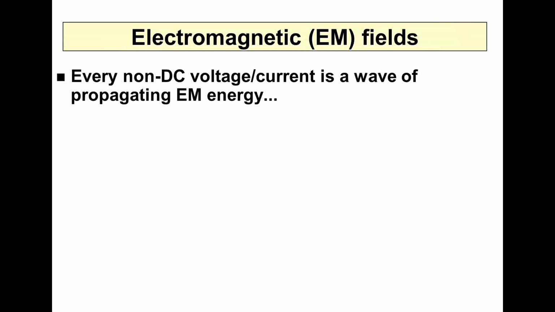Every non-DC voltage or current is actually a wave of propagating electromagnetic energy. Now think about that. It doesn't mean that our electronic signals and power are electrons shuffling down a wire or a PCB trace. That's not what happens. If you took a mile-long cable, connected one end to a battery and a switch and the other end to a light bulb, if you threw the switch, the light bulb would light almost instantly, even seen from a mile away.